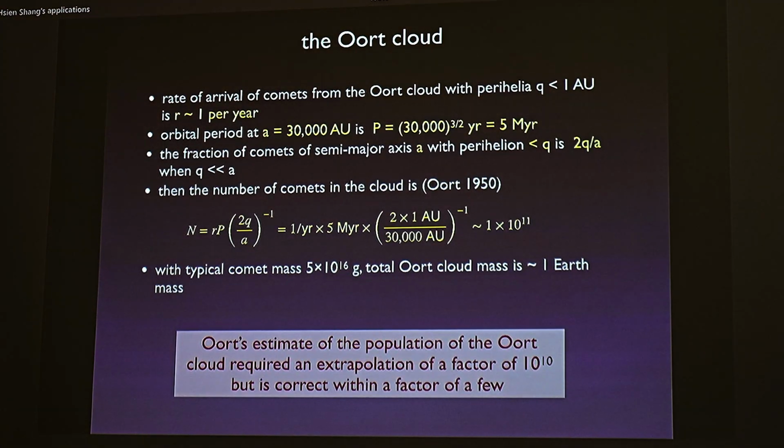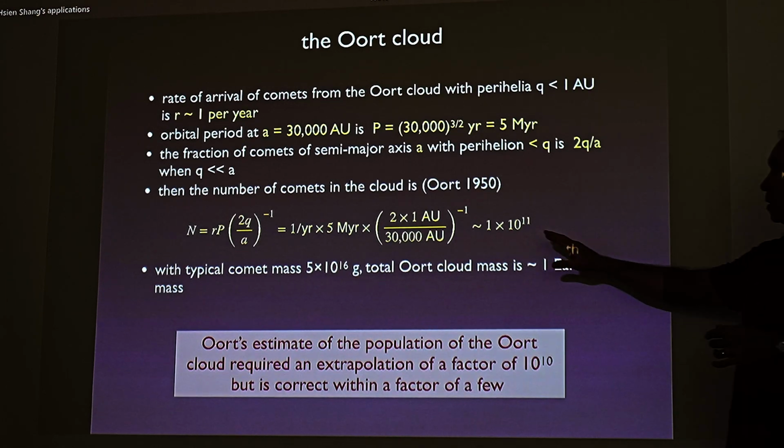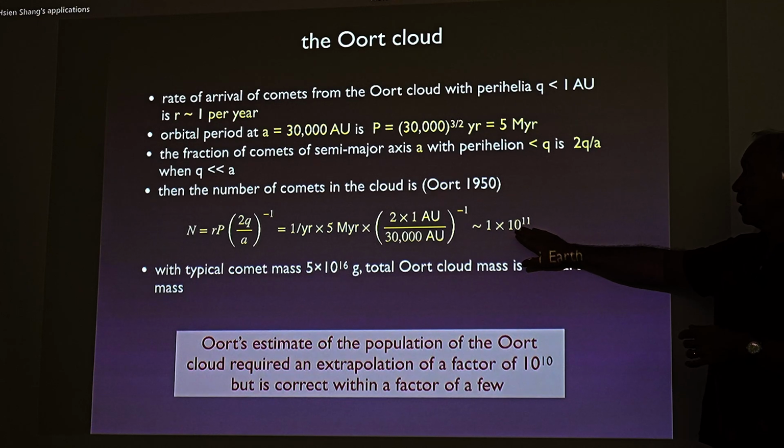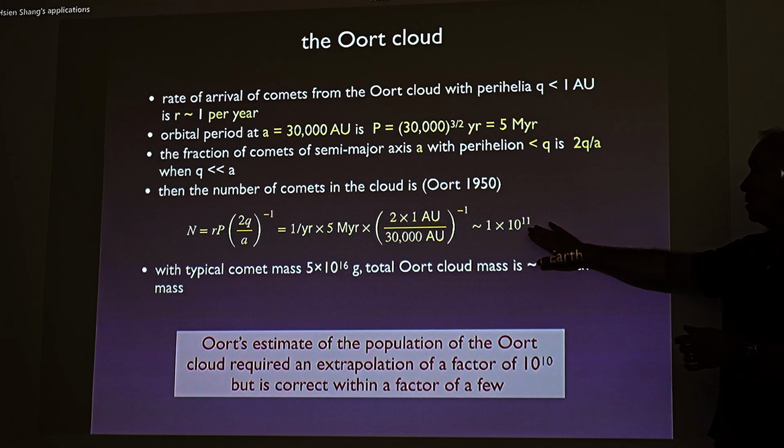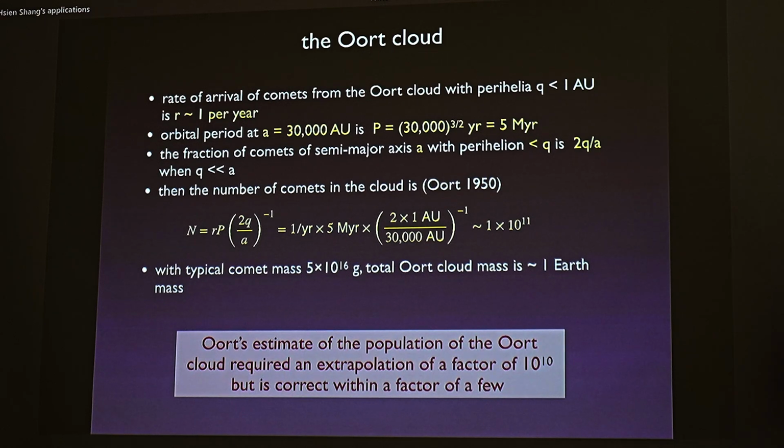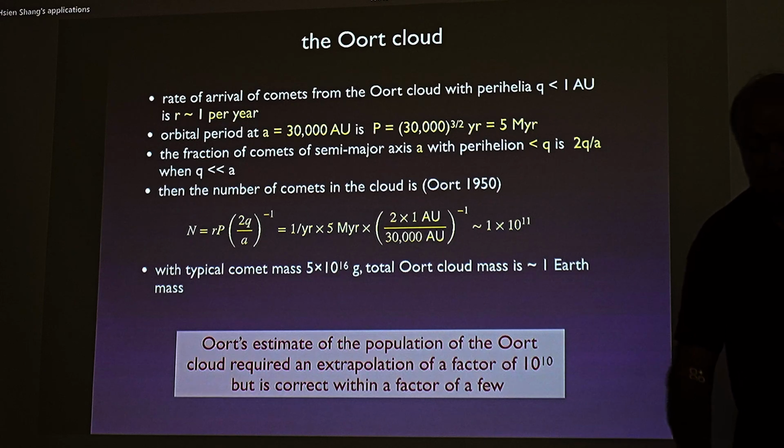The other thing I wanted to stress about this estimate is that since Oort only had 10 comets in the cloud, this estimate is an extrapolation of a factor of 10 to the 10th, which is pretty hard to do in astronomy theory, but we still believe that this extrapolation is correct to within a factor of a few. So it's perhaps the biggest extrapolation that's been made in astronomy that turned out to be correct.